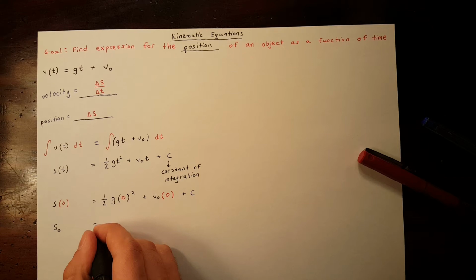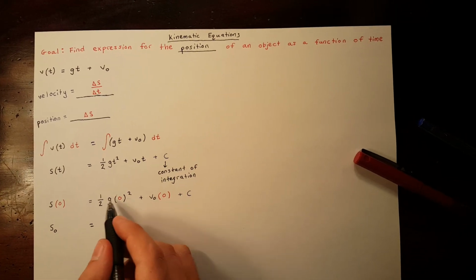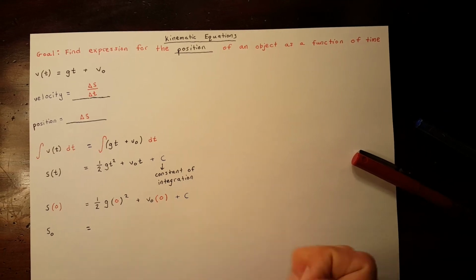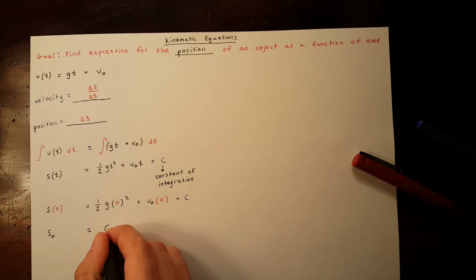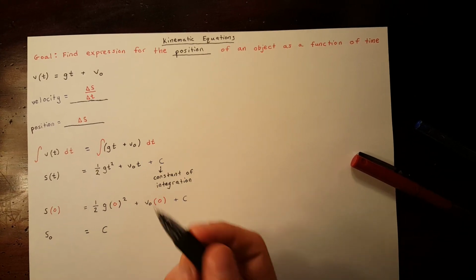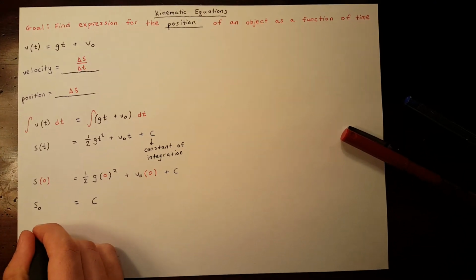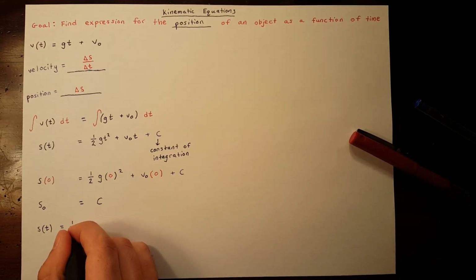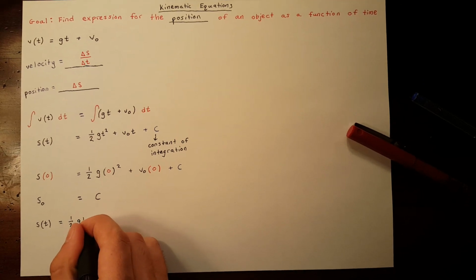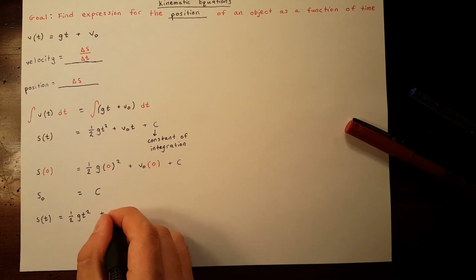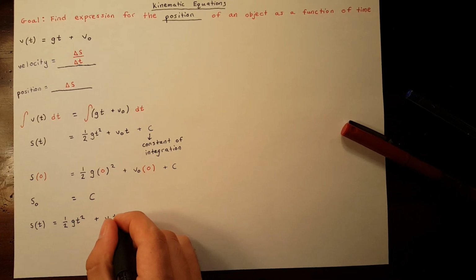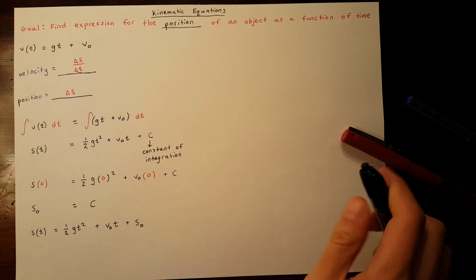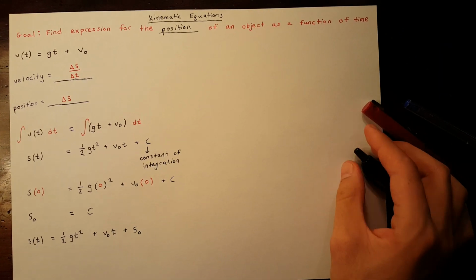And we can say that that equals, well, this is 0 because it's 0 squared times 1/2 g, and v naught times 0 is also 0. So s naught equals our c value. Now we found what this equals. So we can say that s of t equals 1/2 times gt squared plus v naught t plus s naught. And now we have a way of describing the position of an object thrown as a function of time.